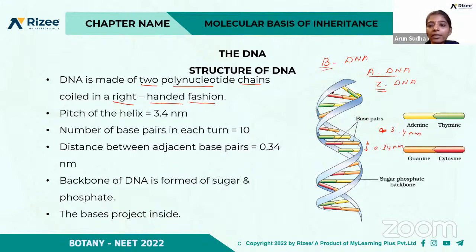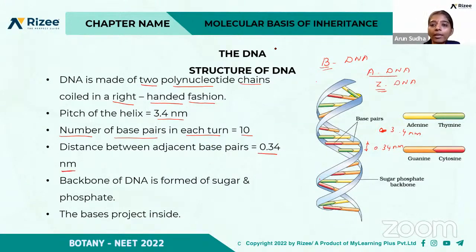So here within one turn, if you take one turn from here to here, we can see there are 10 base pairs. So the number of base pairs in each turn is 10. The pitch of the helix, so the overall distance, is 3.4 nanometers. So the distance between a single base pair and the adjacent base pair is 0.34 nanometer.